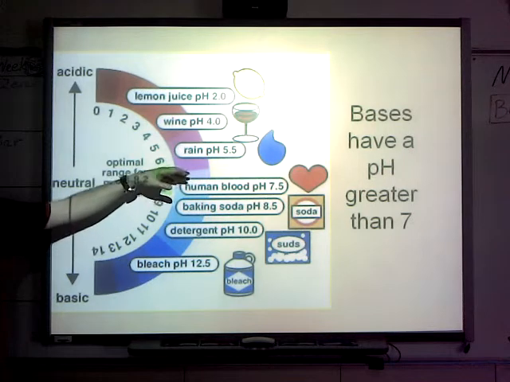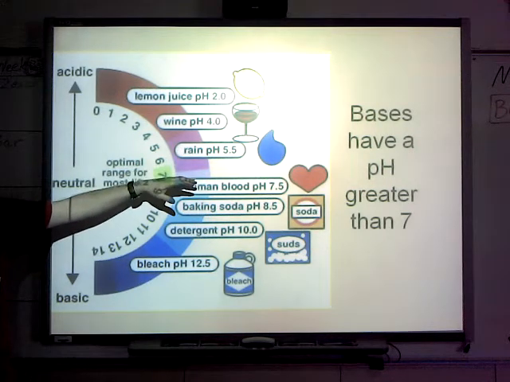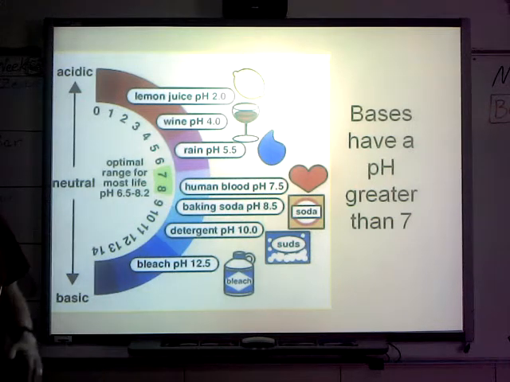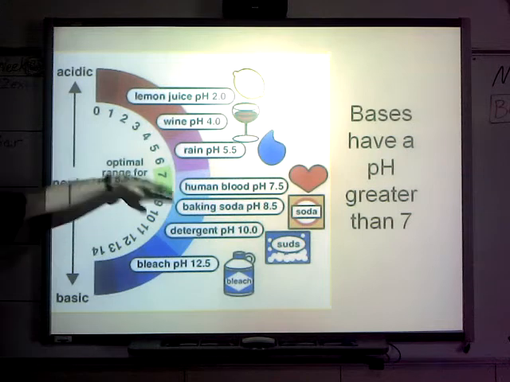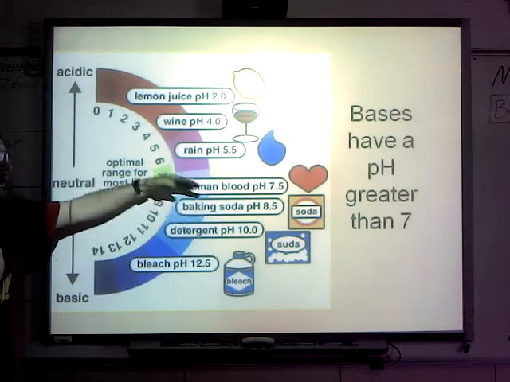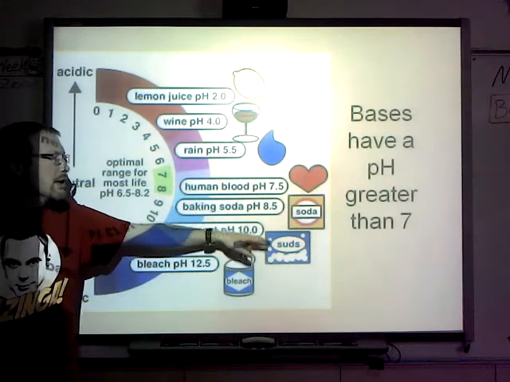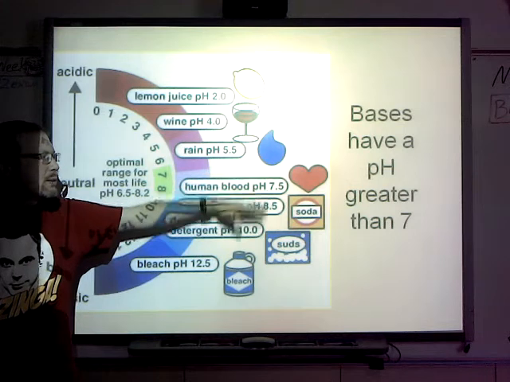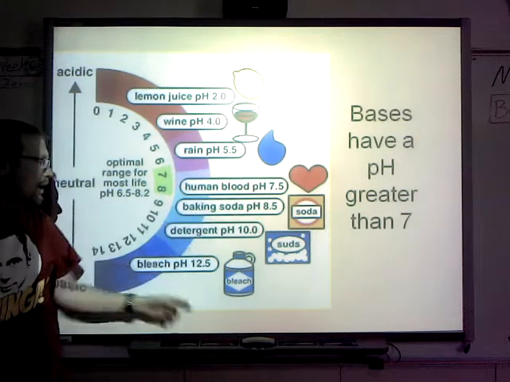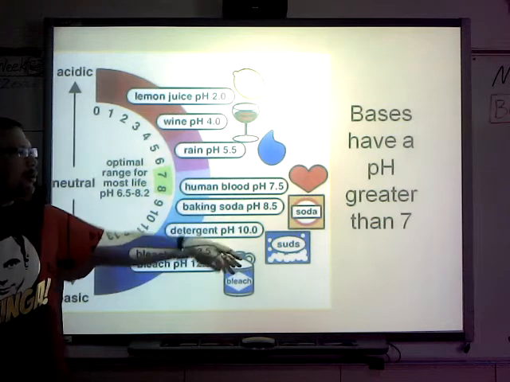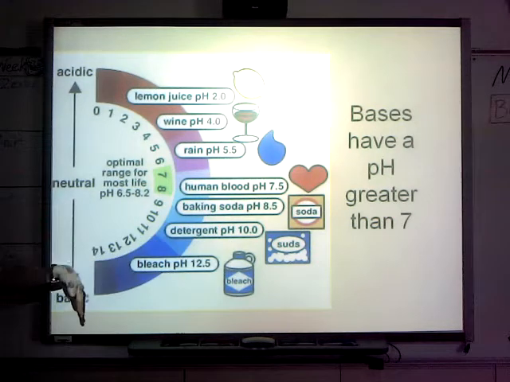Your body has a bunch of systems in place to keep blood acidosis from happening, and these things are called buffer systems, and we may talk about them later in class. You may talk about them later on in your life. I don't know. Baking soda, a little bit more basic, about 10 times more basic than human blood. Laundry detergent, strong soaps, is about 10 to 100 times more basic than baking soda. And way up here with household bleach, it's got a pH of 12.5, quite a bit more basic, and it keeps on going all the way to 14.